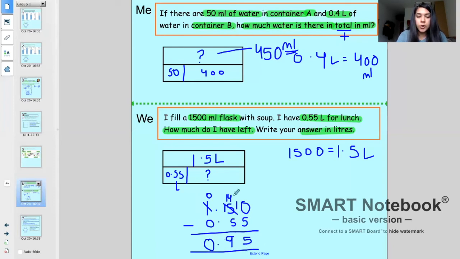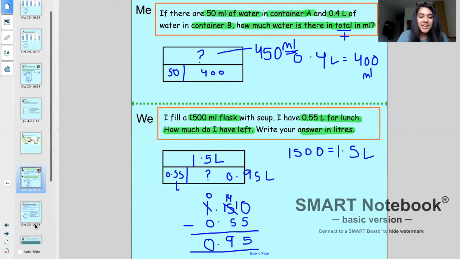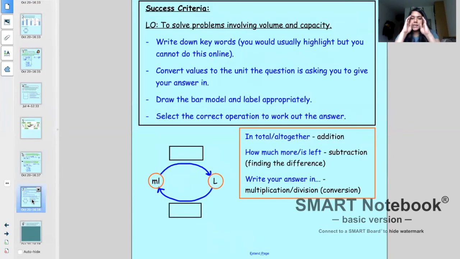So you should have got 0.95 litres as your answer for this question. Well done if you got that. Feel free to go back and listen through these two examples together again. Let's go through a success criteria before I get you to do a question on your own.